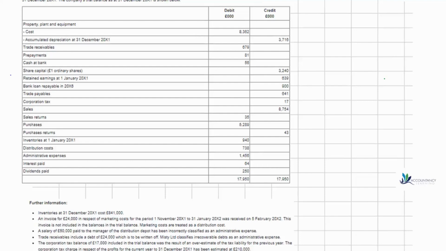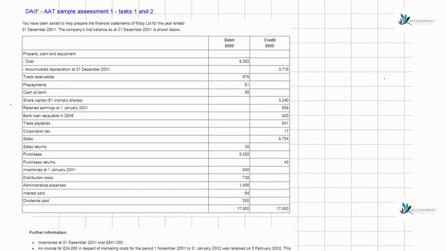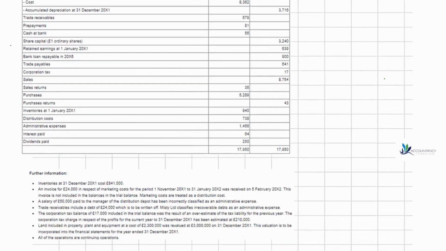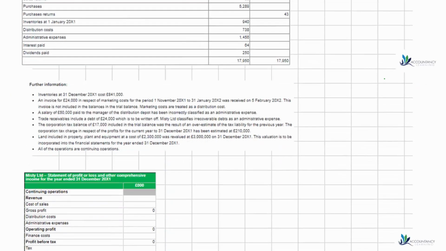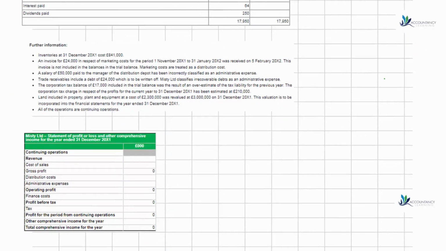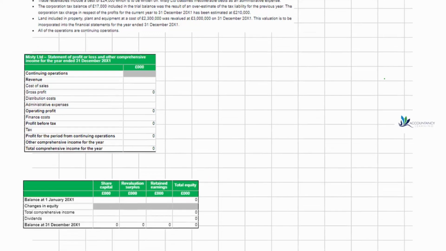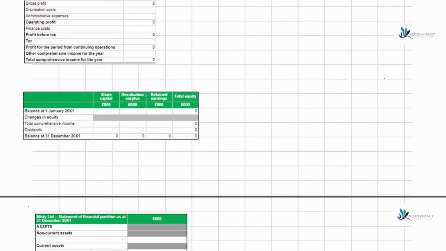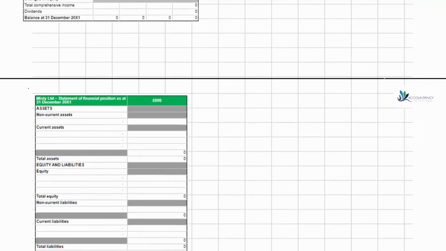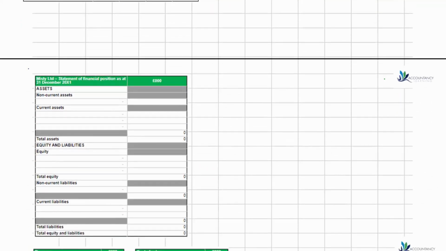So let's see what other information you would get in the assessment. So we've seen there's a trial balance, we've seen there's some further information. The assessment also provides you with a table for you to complete your answer for the statement of profit or loss. There's also a table for the statement of changes in equity. In task 2, you're also provided with a table for the statement of financial position.